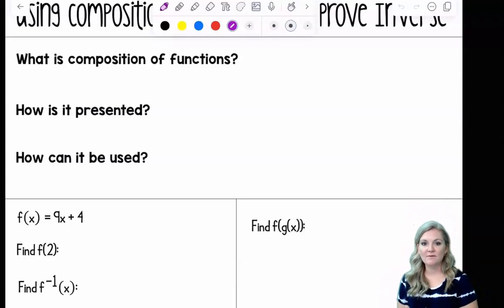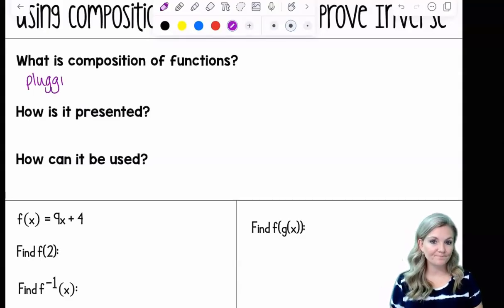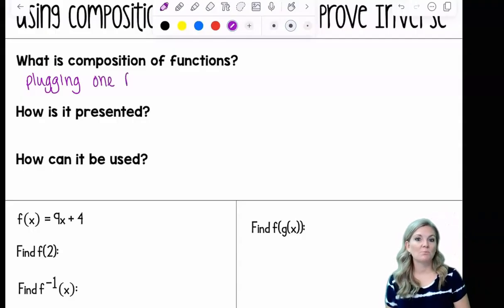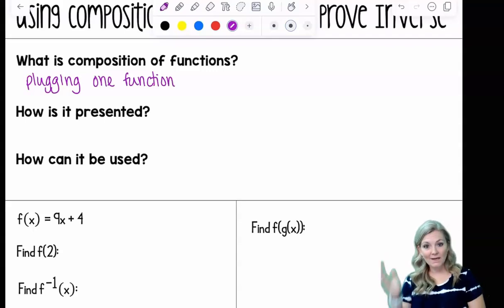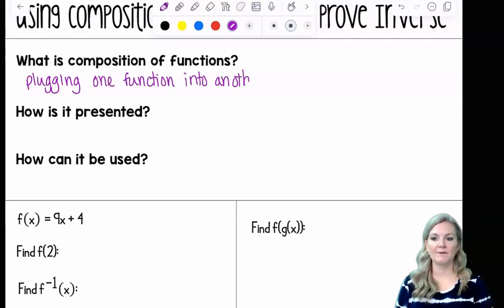A composition of function is when we plug a function into another function, when we had f of f or when we had f of g. So plugging one function into another function to create a new function. And how is it presented?